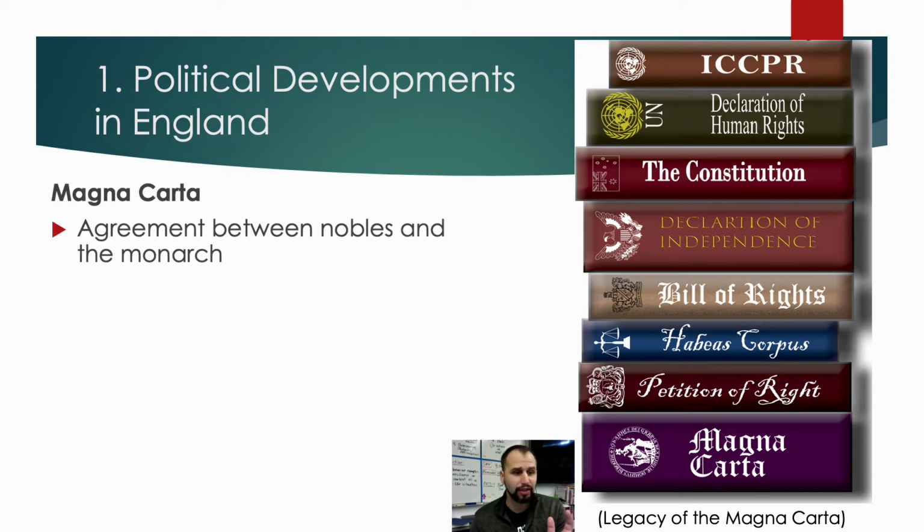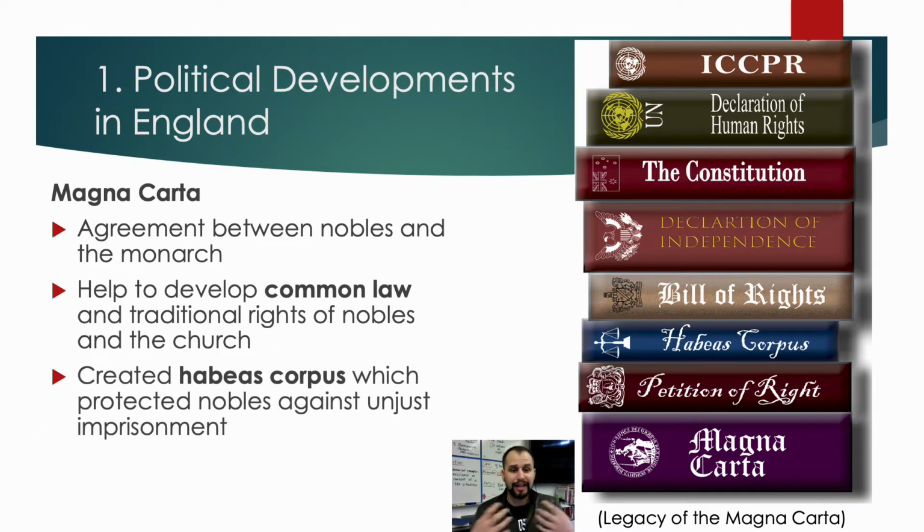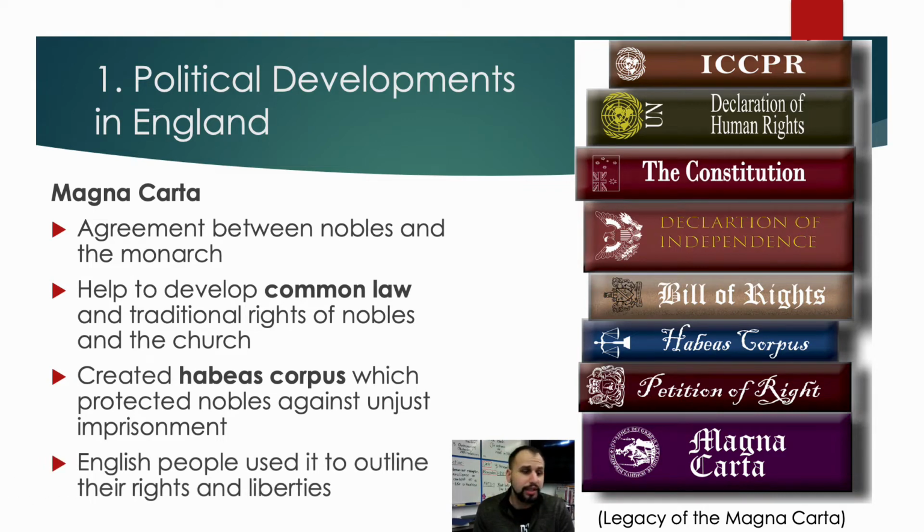So the Magna Carta is an agreement between nobles and the monarchs, and this agreement helped to develop common law and traditional rights of nobles and the church. So common law is just the law that has been developed, the precedent that has been set throughout time, and is kind of actively used. They also created habeas corpus, which protected nobles against unjust imprisonment.